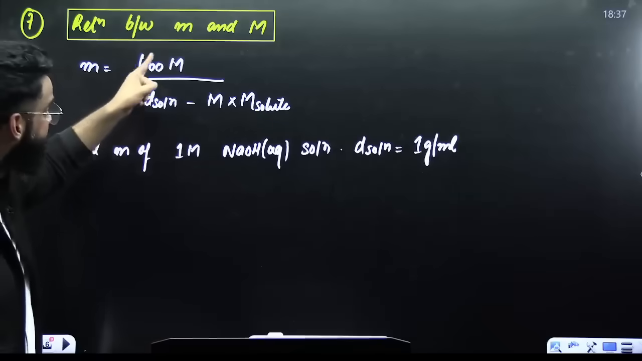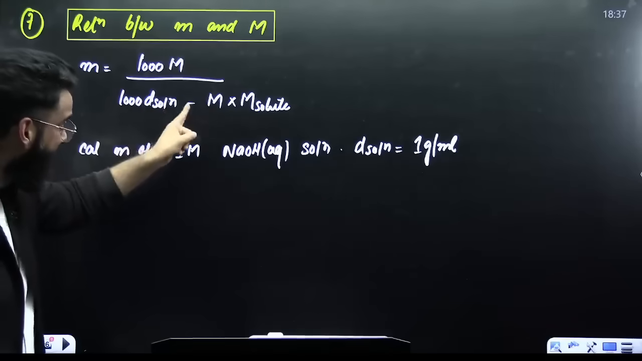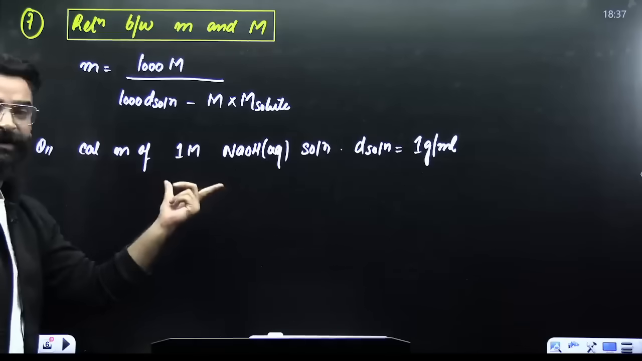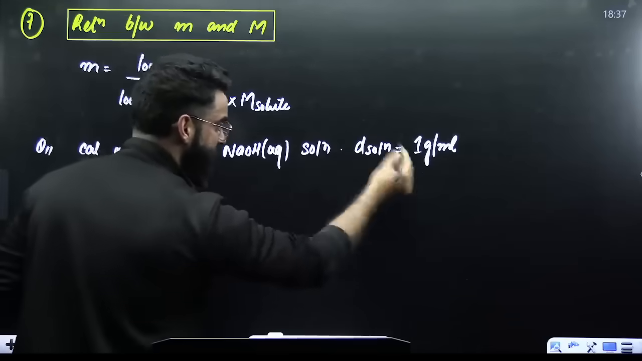Molality is equal to 1000 times molarity of the solution, divided by 1000 times density of solution minus molarity times molar mass of solute. For example, this question will be asked: calculate the molality of 1 molar NaOH aqueous solution whose density is given.